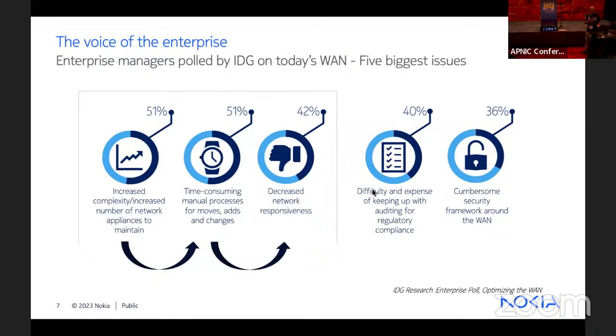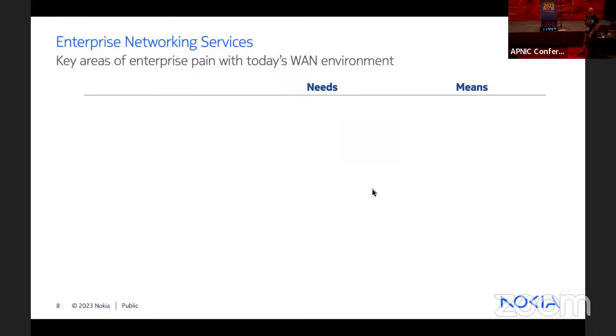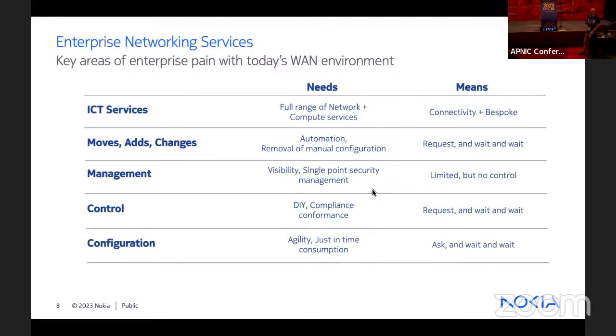There were some other auxiliary concerns. One was how do we keep up with auditing and applying a consistent policy across all of our branches, for example? It could be a security policy, it could be an accounting policy, and so on. These were major challenges that we set out to solve with SD-WAN.